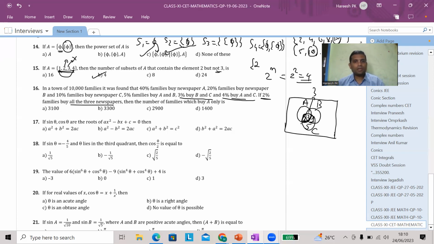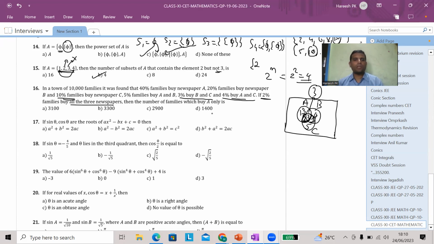And newspaper A is read by 20%. Of 20%, 3 plus 2 plus 2, 7% is gone. So here you'll have 13%. And how many read newspaper B? Newspaper B is 10%. So total should be 10. Already 3, 2, 1, all together that makes 6. So here it will be 4.